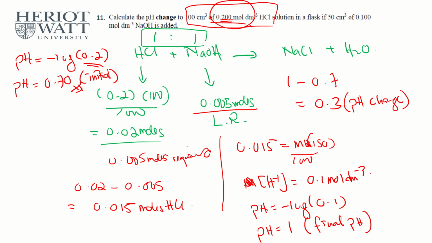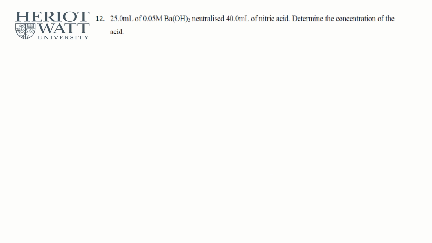So that's the answer. pH change is 0.3 for 11. Let's move on to 12. Now 25 ml of 0.05 M. Now this capital M is mole per dm cube, guys, it is concentration. Don't confuse. It neutralizes 40 ml of nitric acid. Determine the concentration of the acid.